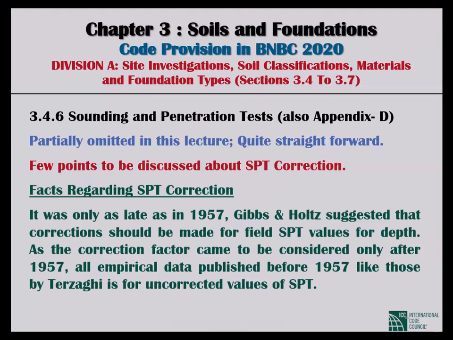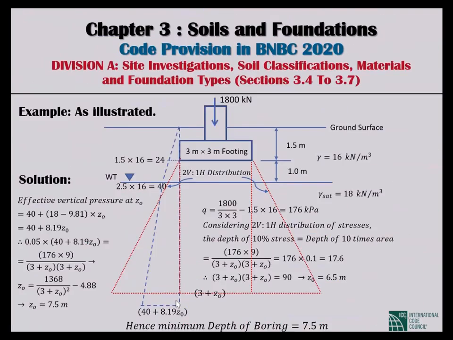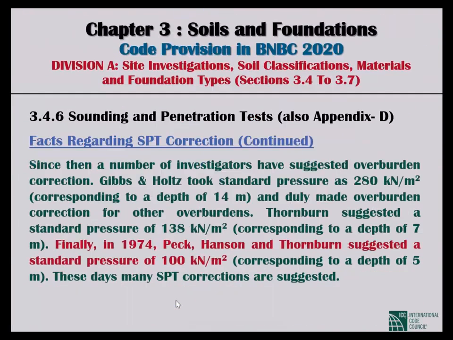So be careful. Whenever you are using this formula, you should always keep in mind whether this formula came into being before 1957 or after 1957. Since then, a number of investigators have suggested overburden correction. So how much is the overburden correction? Gibbs and Hawes suggested a standard of 280 kilonewton per meter square, corresponding to a depth of 14 meters.